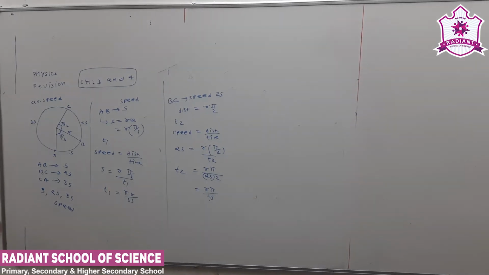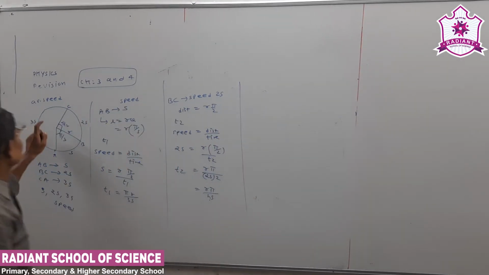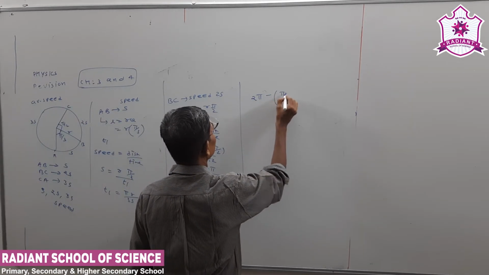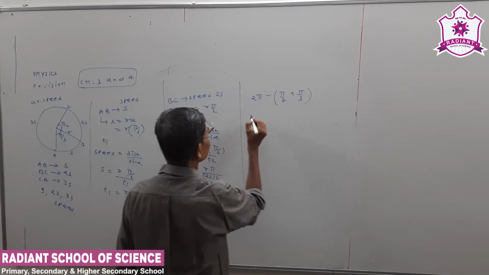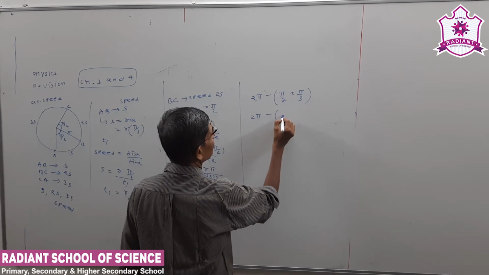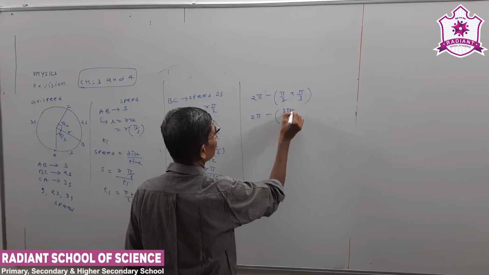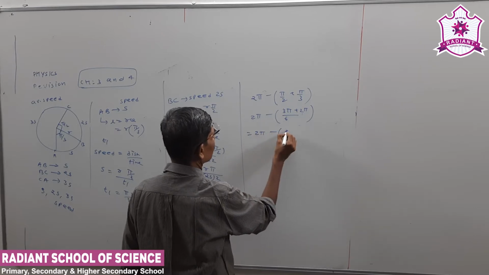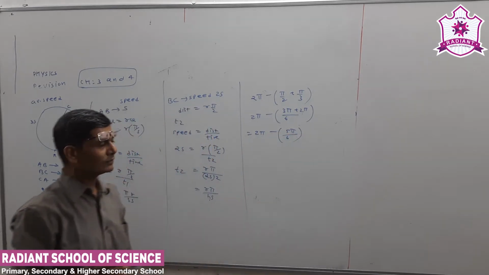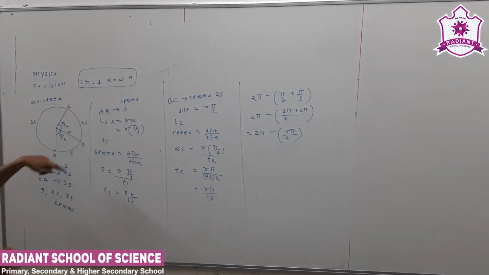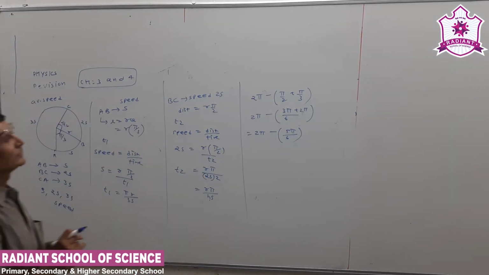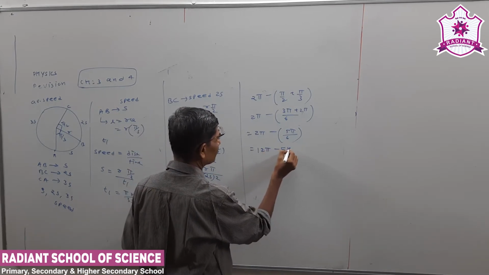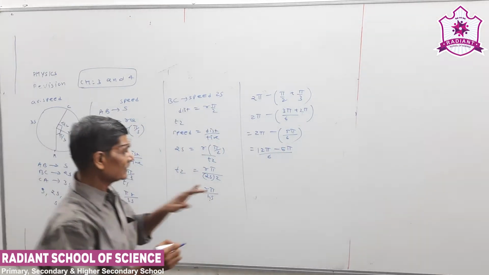Now see, this angle is not given. The total angle is 360, which is 2 pi minus pi by 2 plus pi by 3. See, 360 degrees is 2 pi radians. From that we have to subtract. So this will be 6 into 2, 12 pi minus 5 pi by 6, that is 7 pi by 6.